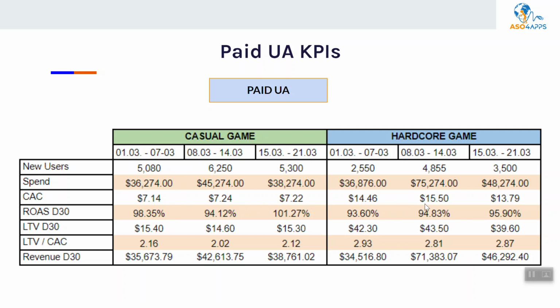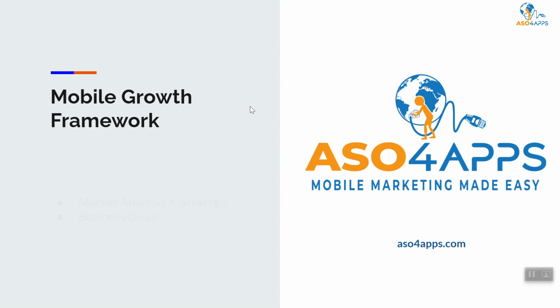Because if we go to the LTV/CAC ratio, we'll notice that the hardcore game seems to be more profitable, although the cash flow doesn't break even at day 30. This means we'll probably have to wait a bit longer on the user journey for payback. You see the difference, right? While the casual game provides efficiency in the short term, we've got a more successful long-term business with the hardcore game. And that's where the main difference between one approach and another one relies on. Please keep this in mind when projecting your paid UA KPIs.